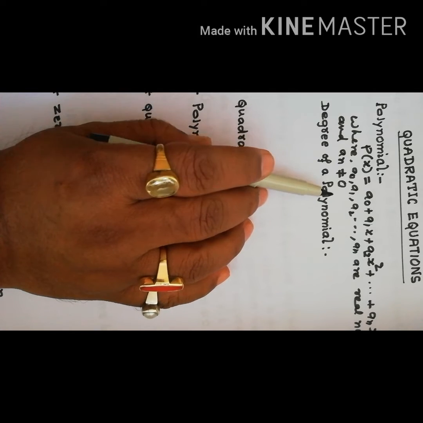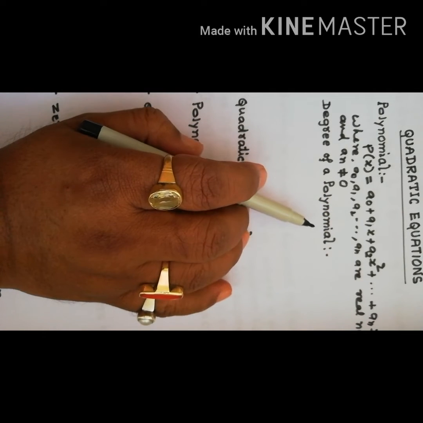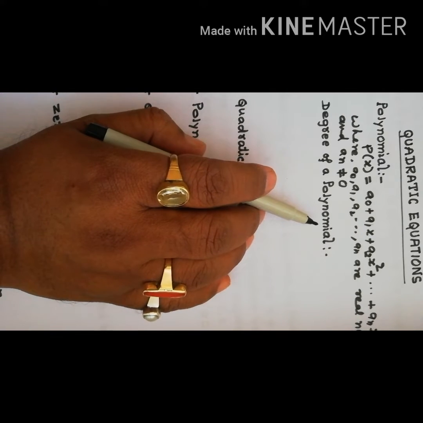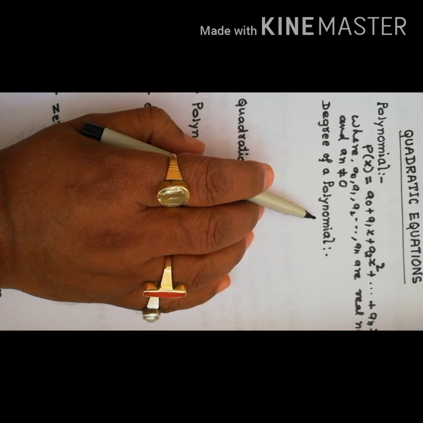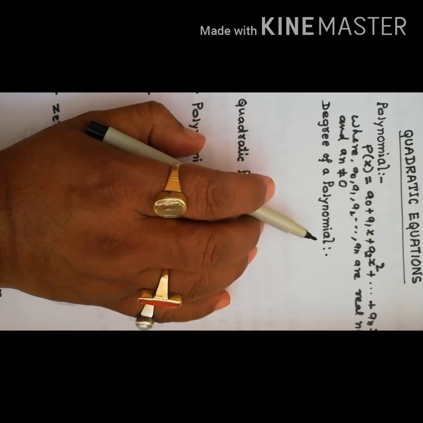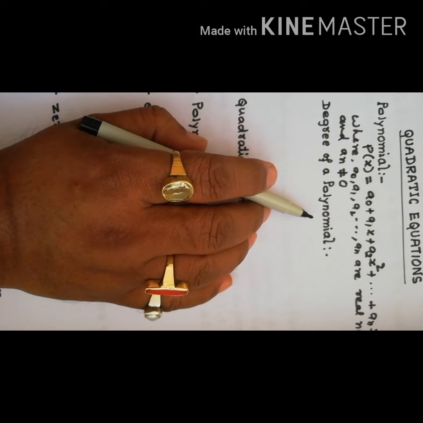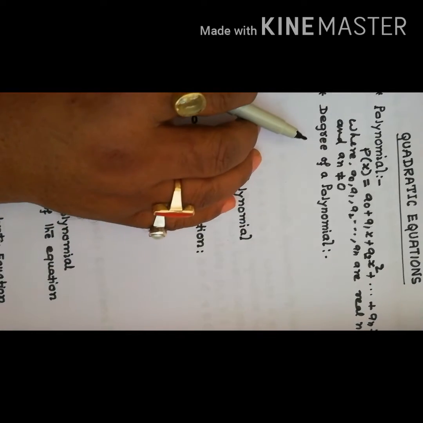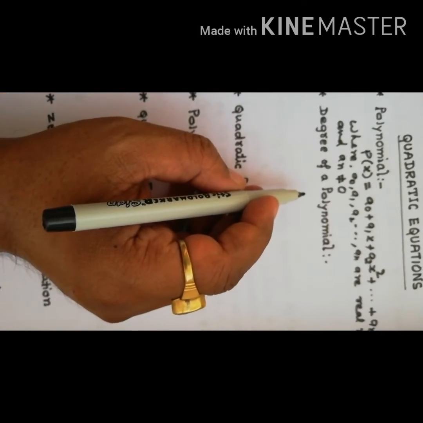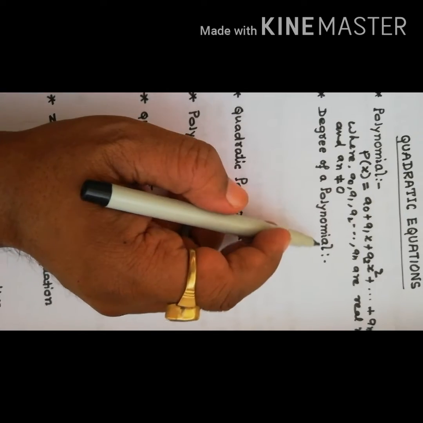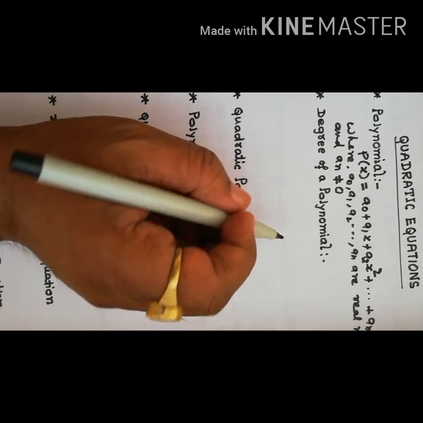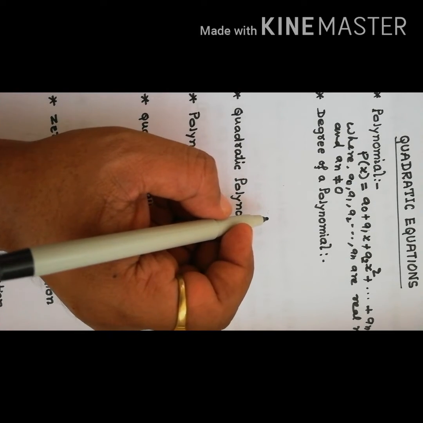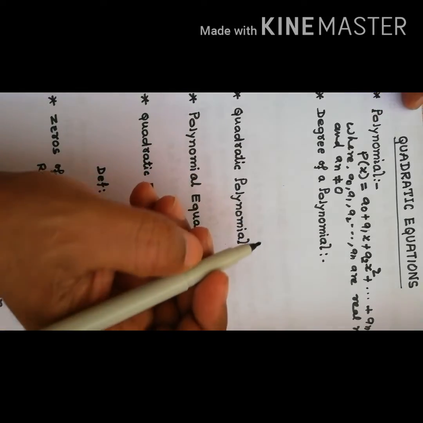Suppose 5 is the highest power of the variable term, then the degree of the polynomial is 5. If 6 is the highest power of the variable term of the polynomial, then the degree of the polynomial is 6. In this way, we can find the degree of the polynomial. So degree of the polynomial is the highest power of x. I think it is clear what is the degree of the polynomial.